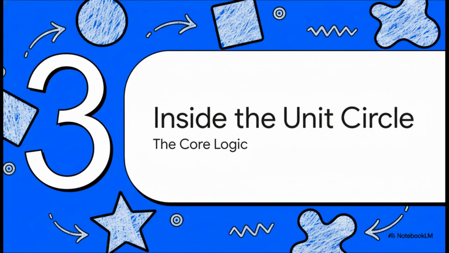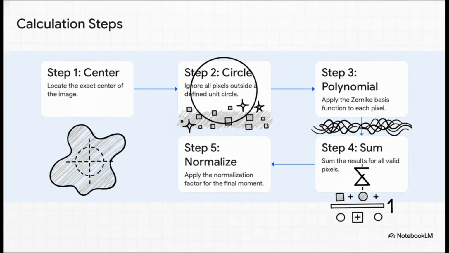All right, so how does this magic trick actually work? Let's take a look inside. We're going to walk through the main idea, but don't worry, we'll skip the scary math. And it's actually a pretty logical process. First, the computer finds the dead center of the shape. Easy enough. Then, it draws this imaginary unit circle around that center point, and basically ignores anything outside of it.